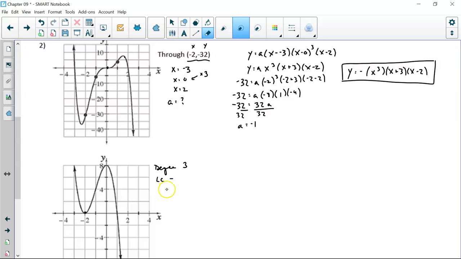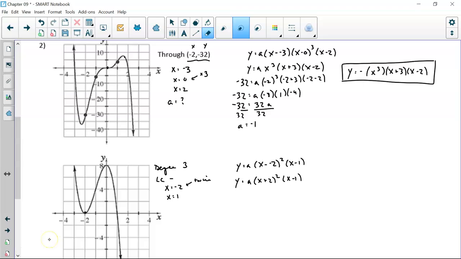And now my zeros, x equals negative 2 and x equals 1. Now the negative 2, because of the bounce, that's repeated twice. So y equals a, x minus negative 2, and that's going to be squared, x minus 1. A times x plus 2 squared times x minus 1.